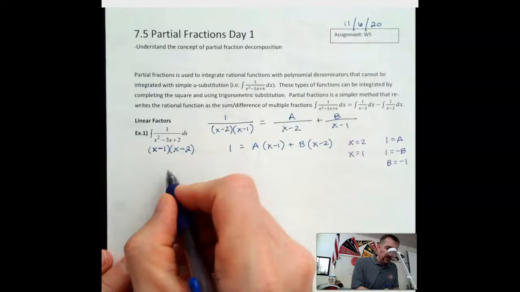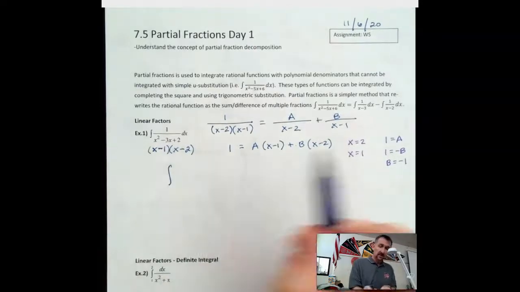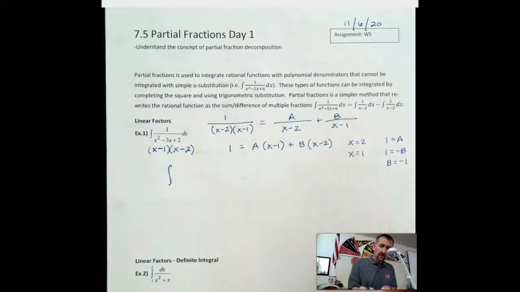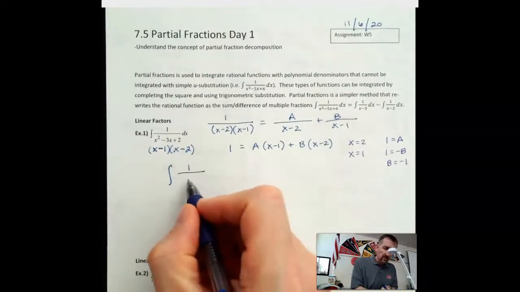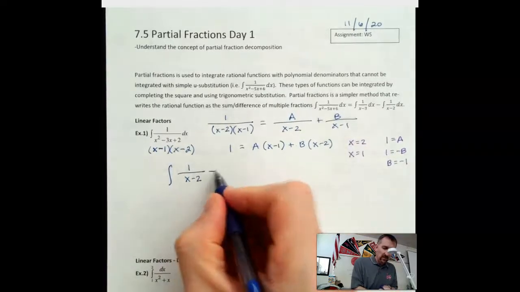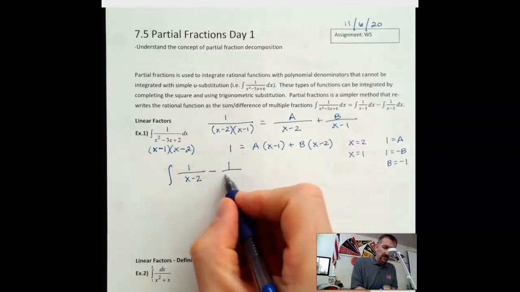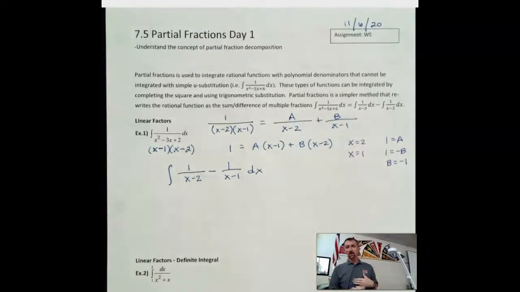So we can come back here to our integral, and we could say, instead of the integral of that, let's take the integral of a was 1, so that's going to be 1 over x minus 2, and b was negative 1, but I'm going to write it right here like that. Okay, and now we can take the integral of those. Hopefully we can, because that's the natural log. 1 over x, or 1 over u, is the natural log.